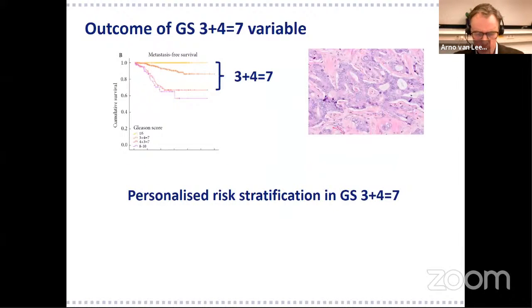Personally, I think that pathologists can really improve clinical management of men with grade group 2, that is Gleason score 3 plus 4 or 7 disease. As you can see, clinical outcome of these men is variable. What has become clear in the last 5 years is that pathologists can provide far more detail on risk stratification in this large subgroup of patients and that they really affect clinical decision making.